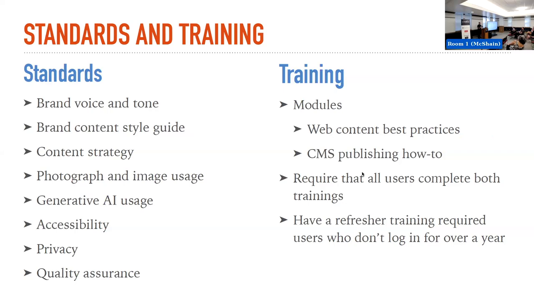Do you have standards that are set forth that say, hey, this is how we want content to be. This is the voice and tone we want. This is the strategy you're going to follow. This is how you're going to use photographs and images. This is how you're allowed to use generative AI. This is accessibility. That one's easy. Follow the law, please. This is the privacy standards, the quality assurance standards. There's others that we could put here, right? But this is a first step that says, yeah, a lot of people on campus are going to have access to this website. A lot of people are going to be able to make content, but there's a set of standards that you have to follow.